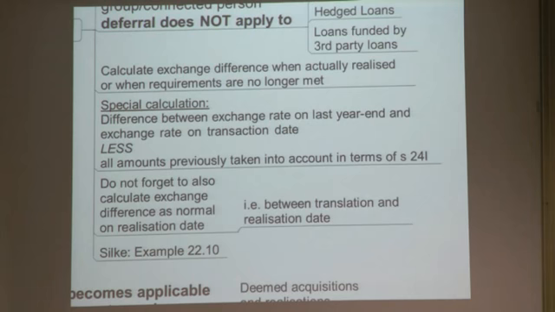The special calculation is the difference between the exchange rate on the last year end and the exchange rate on transaction date, less amounts previously taken into account, which we won't test you on. And then I say, do not forget to also calculate the exchange difference as normal on the realization date. That is translation, then looking forward for the current year until then the realization date or the new year end. There is an example, so once you understand the theory, then you try that example.